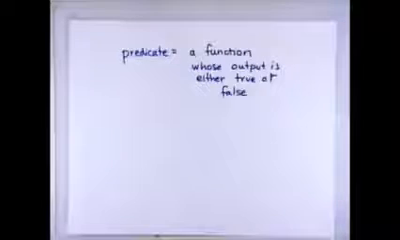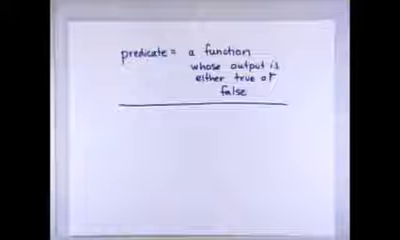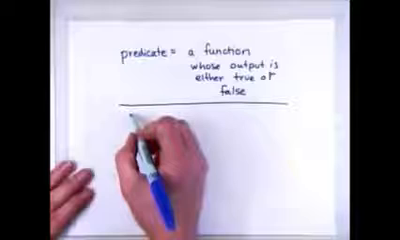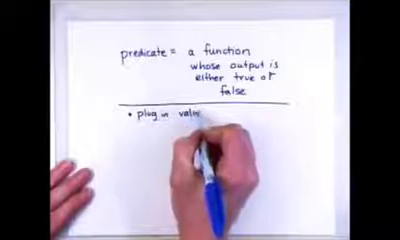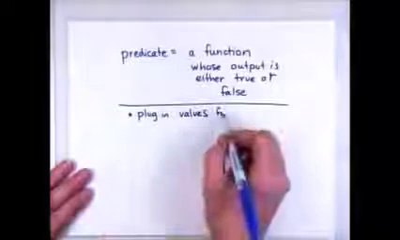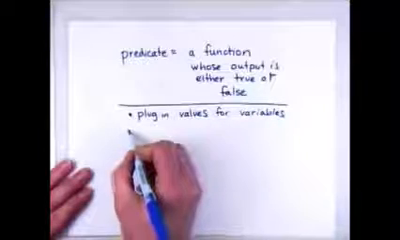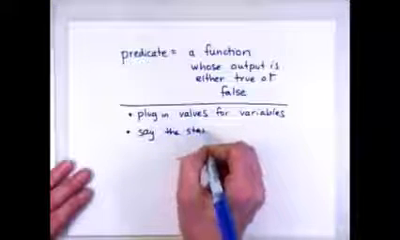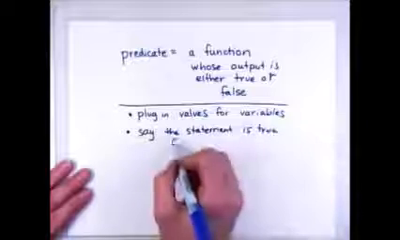So we found two ways so far to make statements into propositions. If we have a statement that has variables, we can either plug in values for the variables, or we can say the statement is true for all values of the variables.